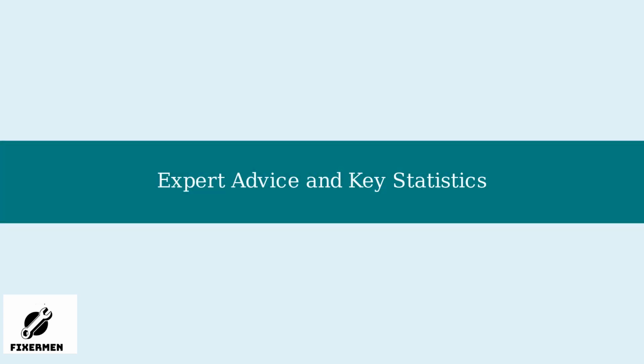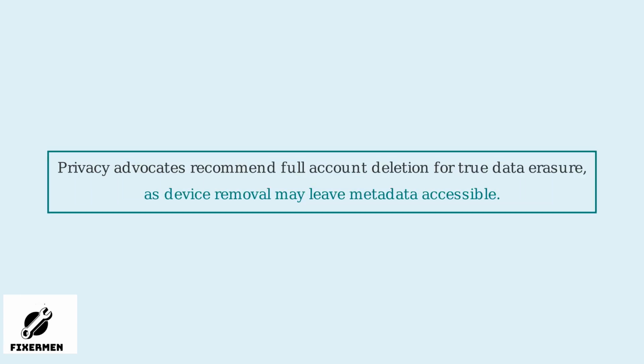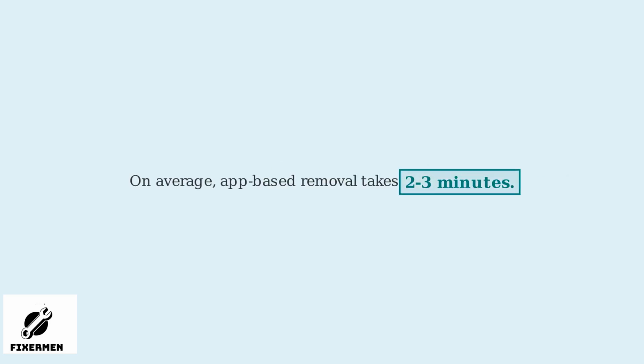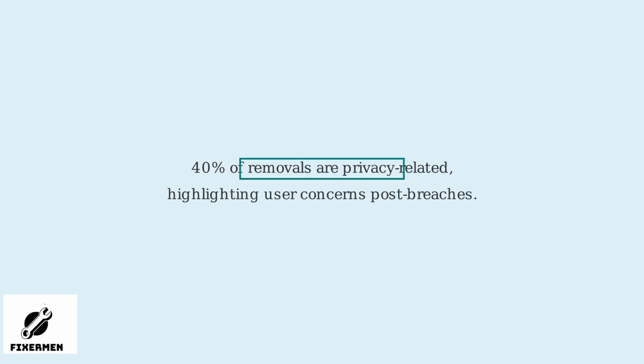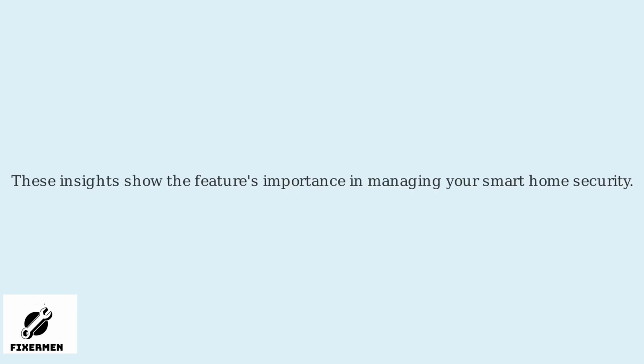Expert advice and key statistics. Privacy advocates recommend full account deletion for true data erasure, as device removal may leave metadata accessible. The removal success rate via the app is 98%, but drops to 85% with support intervention. On average, app-based removal takes 2 to 3 minutes. 40% of removals are privacy-related, highlighting user concerns post-breaches. User satisfaction post-removal stands at 85%. These insights show the feature's importance in managing your smart home security.